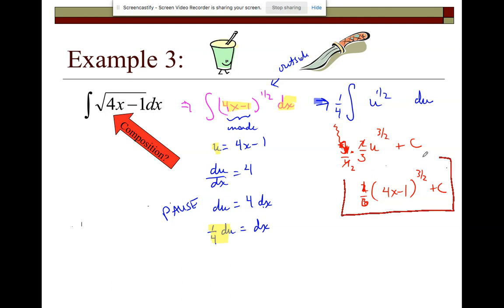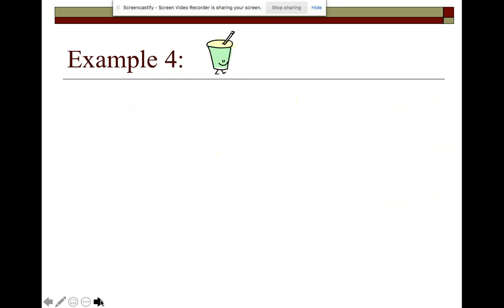What if you don't believe me? How can you check your work? Take the derivative. Bring down the 3/2, copy over 4x minus 1, subtract 1 from the exponent, spit out the derivative of x, which is 4. OMG. Crazy, whack, funky.